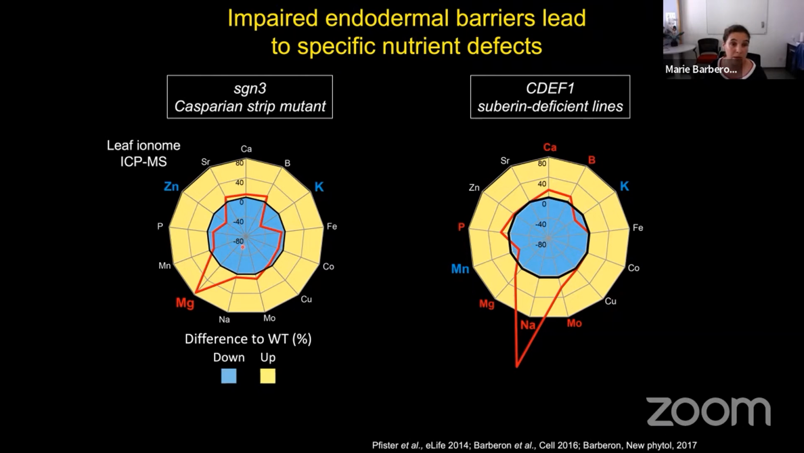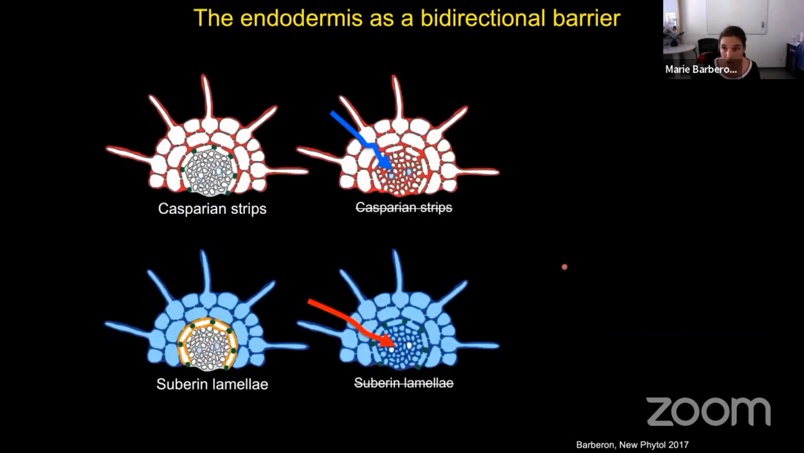On the contrary, we actually see some elements that accumulate at lower level. This is particularly the case for potassium, where we have a decrease by 40% in a Casparian strip mutant and around 20% in a suberin deficient line. I'm showing you this result because it was not what we expected at first, but it illustrates a fundamental but often overlooked property of the endodermis as a bidirectional barrier.